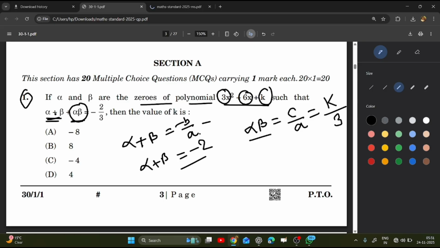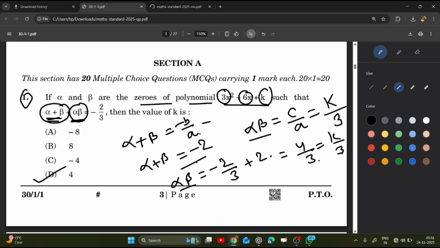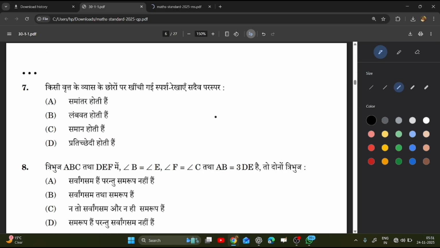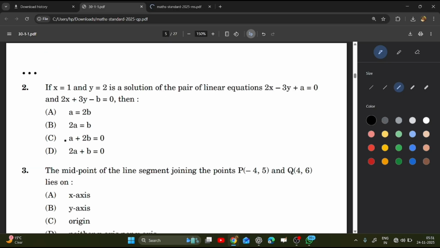We use this value here and then we will get our alpha beta. Alpha beta is equal to minus 2 by 3 plus 2. It will be 4 by 3. Now this alpha beta is equal to 4 by 3 and this is equal to k by 3. So the value of k is equal to 4. Option D is correct. Now second question.